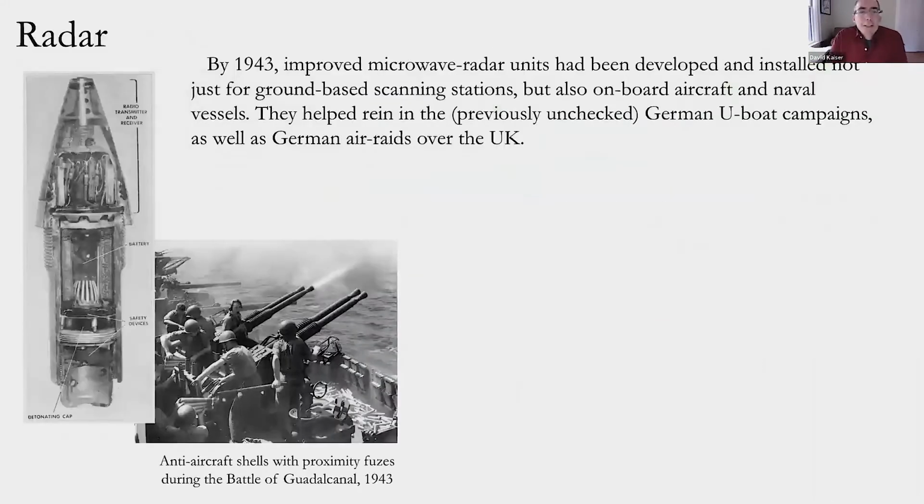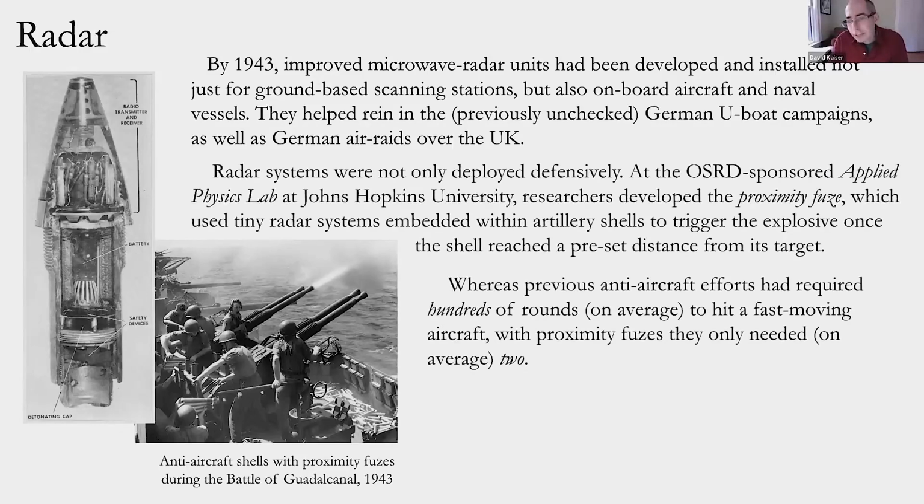Okay, so by 1943, roughly two and a half, three years into full-scale operations for the Rad Lab, these kinds of units were actually developed and deployed all over the so-called theaters of battle. They were not only used in ground-based scanning stations, they were also put onboard aircraft, onboard naval vessels. They began finally to turn the tide against the devastating German submarines, the U-boat campaigns, as well as the Luftwaffe bombing raids over Britain. It turns out these systems were not only, in some sense, defensive.